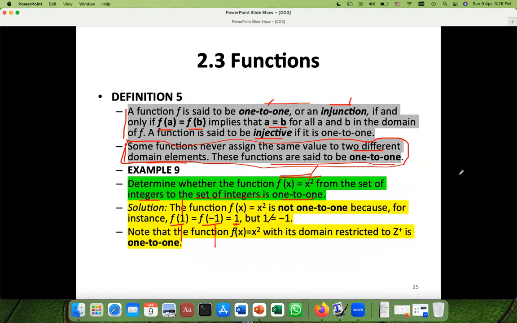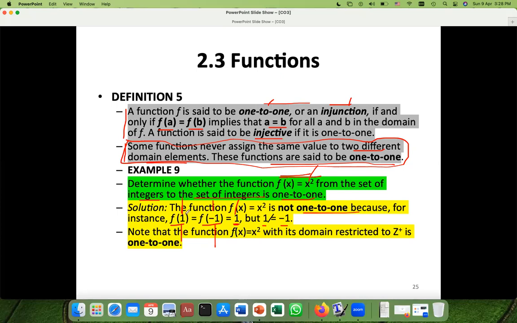So a and b are not equal, they are different elements from the domain. We have checked different elements of the domain and we are getting the same value for both of these elements. That's why it is not one-to-one. It should have different domain values and give exactly different elements. Some functions never assign the same value to different domain elements. That would really help you.